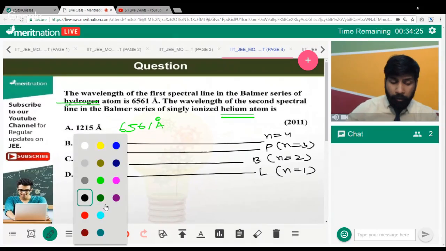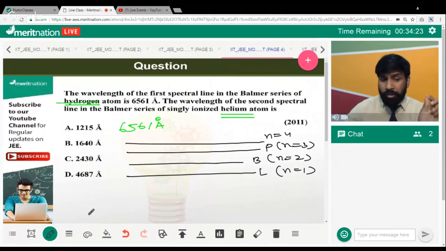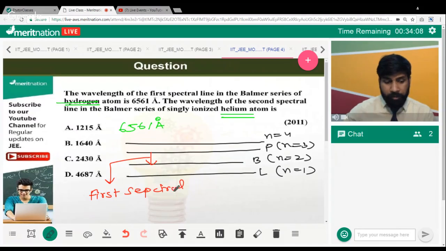So student, if we talk about the Balmer series, first spectral line of Balmer series, this will be the first spectral line, from 3 to 2. So here we are talking about the first spectral line for Balmer series, and we are talking about the hydrogen atom. So this one is for hydrogen atom.